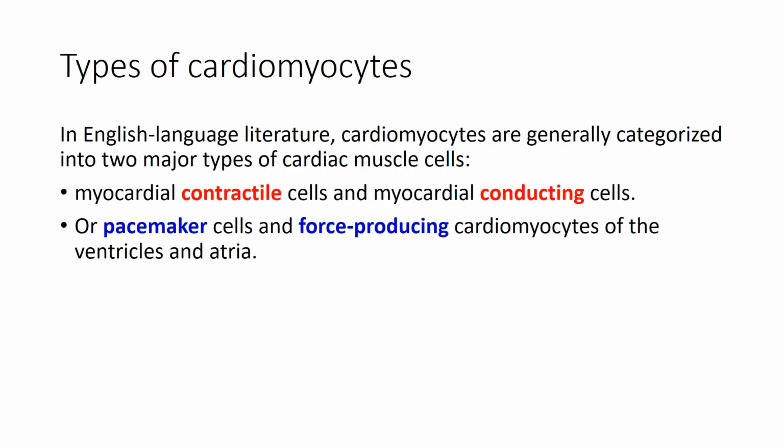In English language literature, cardiomyocytes are generally categorized into two major types of cardiac muscle cells: myocardial contractile cells and myocardial conducting cells, or pacemaker cells and force-producing cardiomyocytes of the ventricles and atria. Myocardial contractile cells make up the bulk, 99%, of the cells in the atria and ventricles. The contractile cells conduct impulses and are responsible for the contractions that pump blood around the body.